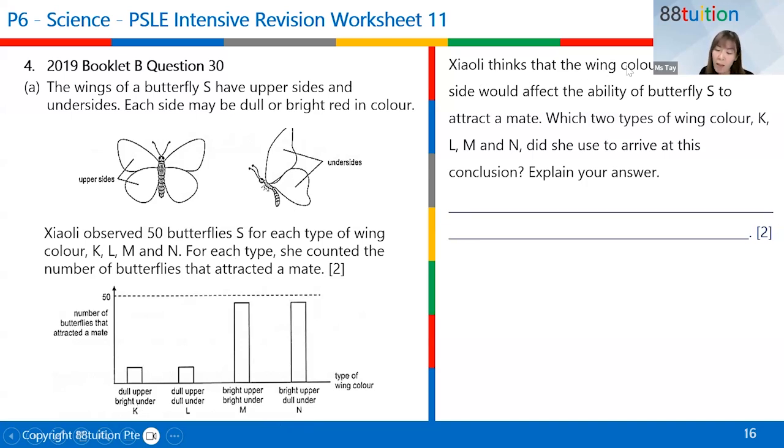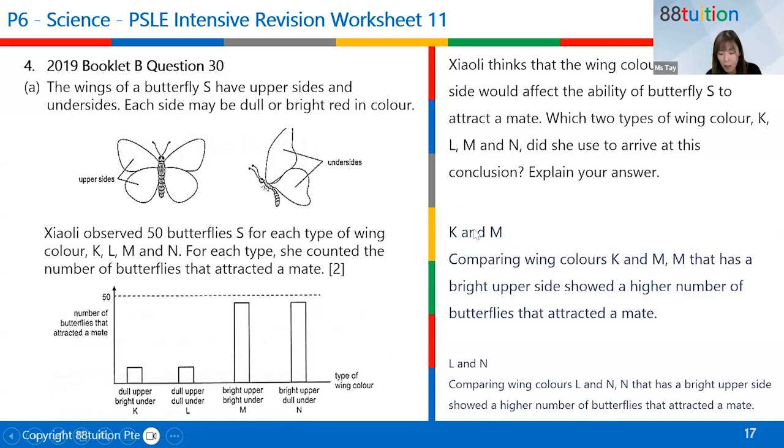So Xiao Li thinks that the wing color of the upper side would affect the ability of the butterfly S to attract a male. Which two types of wing color, K, L, M, N, did she use to arrive at this conclusion? Explain your answer. Okay, so you're supposed to choose and compare, right? So if you choose K and M, okay, K and M.